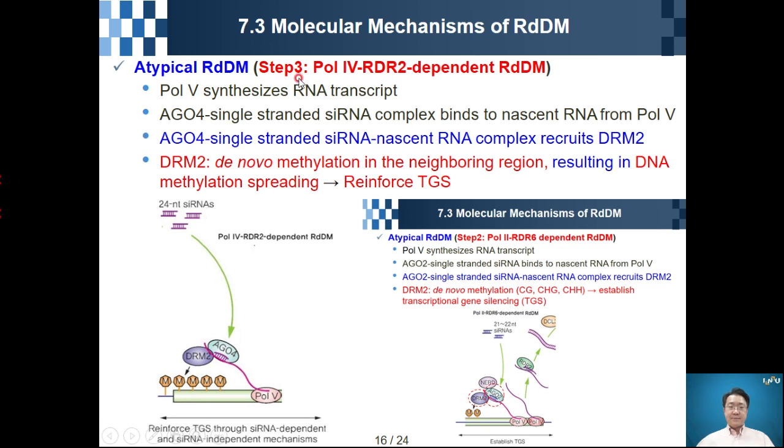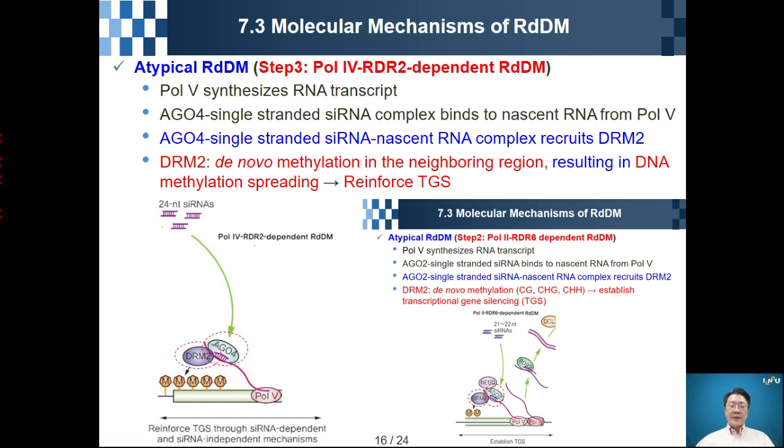How about in step 3? In step 3, the AGO4 with a single-stranded siRNA complex binds to the nascent RNA from polymerase 5. After that, the AGO4, single-stranded siRNA and nascent RNA complex recruits DRM2.